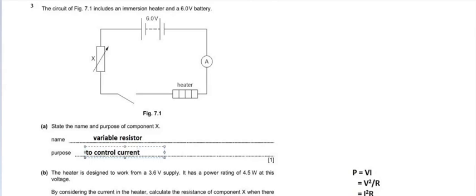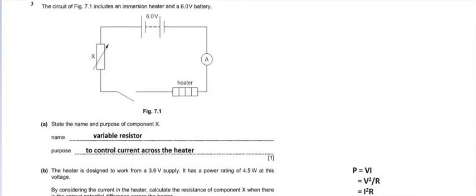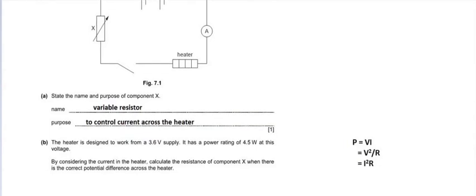Purpose is to control the current across the heater, because our component over here is the heater, and we can control the current across the heater. We can also write down to control the potential difference or voltage across the heater. Anyway, you can write down to control the current across the heater, or you can also write down to limit the current across the heater.